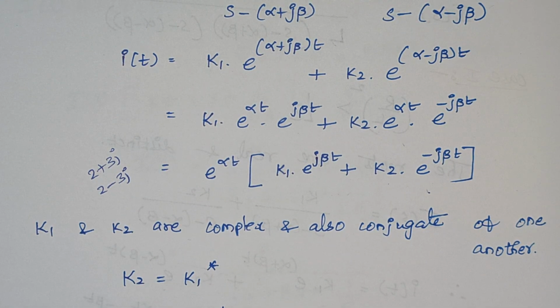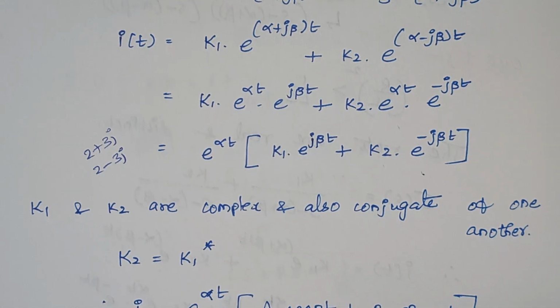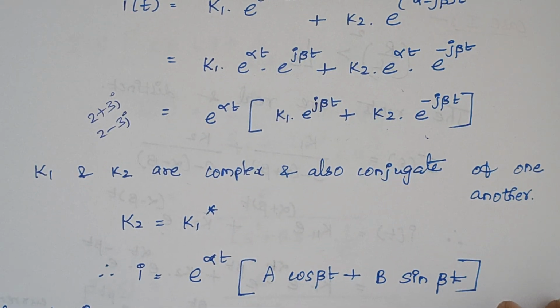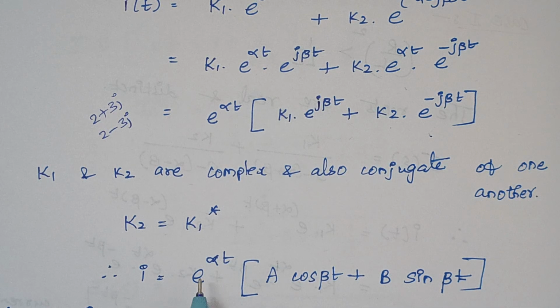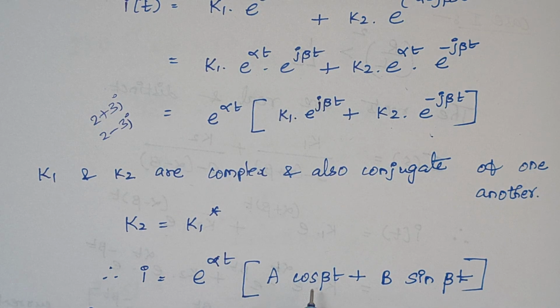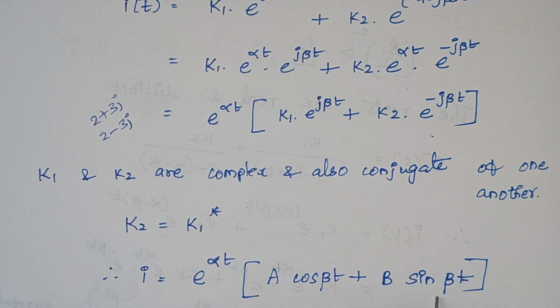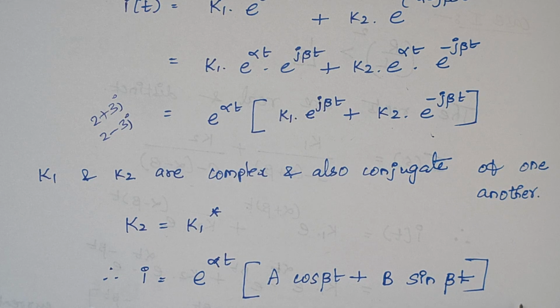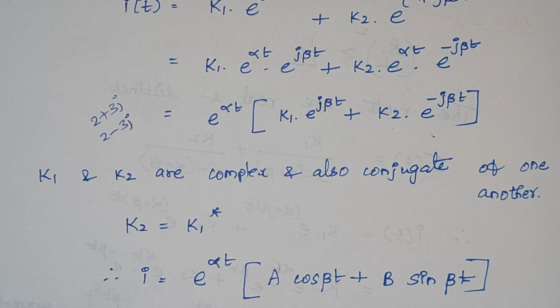Once you solve here, finally the value of current I can be written as e to the power alpha t (a cos beta t plus b sin beta t). So in this case, the current is said to be oscillatory. And at the same time, the current decreases. It starts decreasing. Now we will look at the graphs for all the three cases.